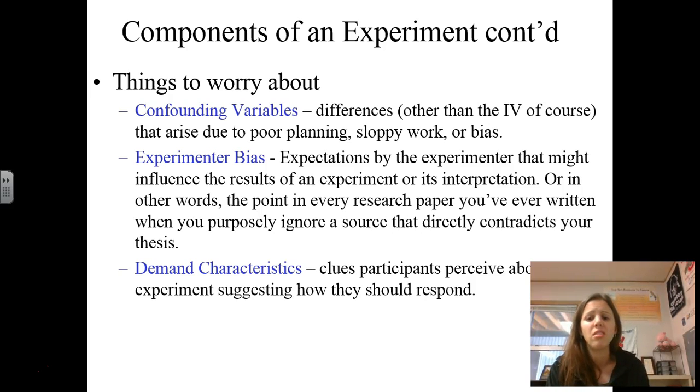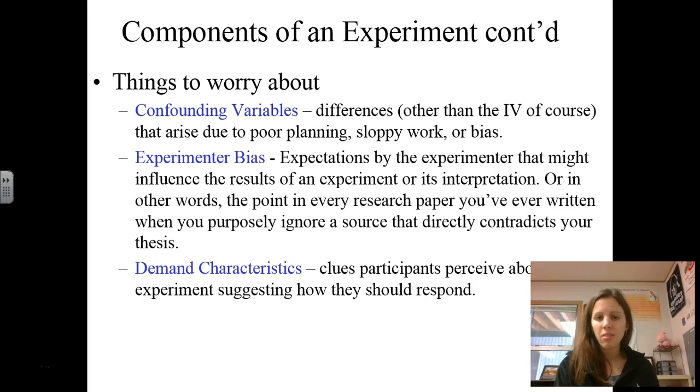Experimenter bias is also something that you want to make sure you watch out for in experiments. This is why we do a double-blind experiment so that the researcher can't really put in much of their bias. And then lastly, demand characteristics. Demand characteristics are when the participants themselves kind of have an idea about what's going on, and they'll kind of play into the experiment a little bit, suggesting how they'll respond.